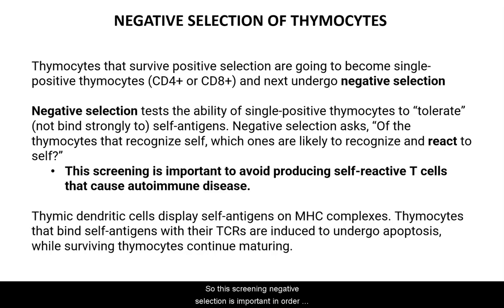So this screening, negative selection, is important in order to avoid producing self-reactive T cells, which can lead to autoimmune disease. Okay, again, in negative selection, you're going to see these thymic dendritic cells displaying self-antigens on their MHC complexes. And the thymocytes that bind with those self-antigens are going to undergo apoptosis because they've proven that they are too reactive to self.